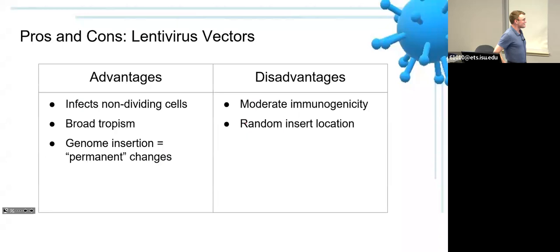Advantages and disadvantages. The advantage is it infects non-dividing cells, which is good, just like the adenoviruses. They can do dividing and non-dividing. They have a broad tropism because we can swap out their spike proteins and make them attack whatever we want. And their genome inserts into your chromosome.